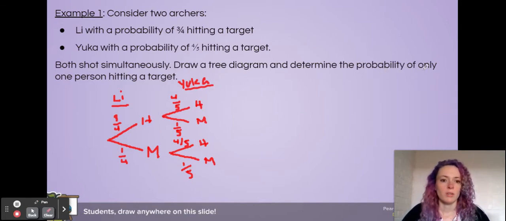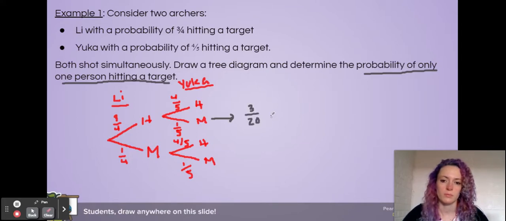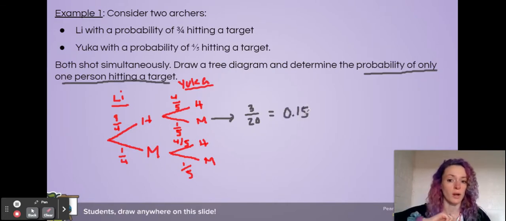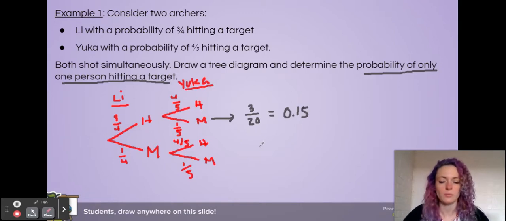So now when I go to look at the probability of only one person hitting the target, again, very similar to the coin flipping, I'm looking for one person hits and one person misses. So maybe Lee hits and Yuka misses. So I'll look at this branch. 3/4 times 1/5 would get me 3/20, or the decimal equivalent of 0.15. Again, either one is fine. Decimal or fraction, but not percentage.